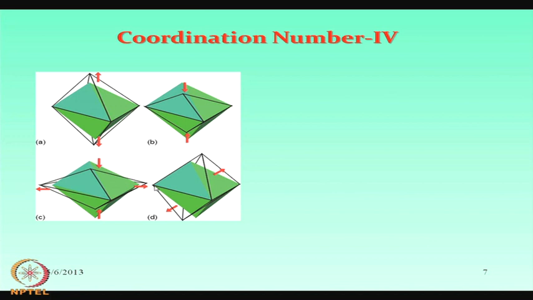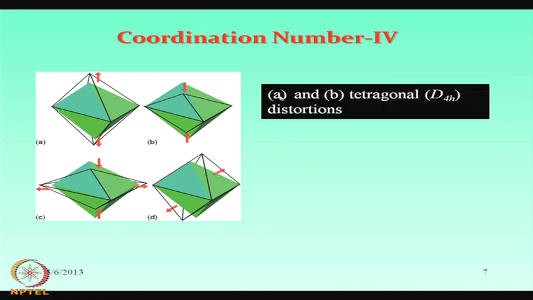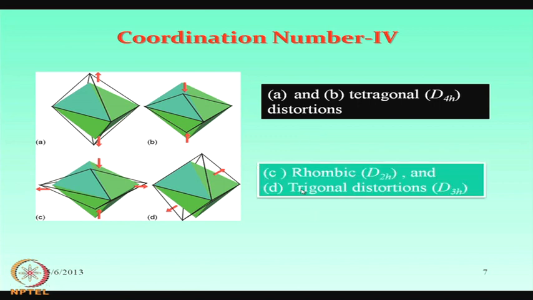and the corresponding metal ligand bond lengths along these axes are less compared to the other axis. But in this particular case, in the second situation, these A and B both are tetragonal distortions. We also label them as D4h distortions.